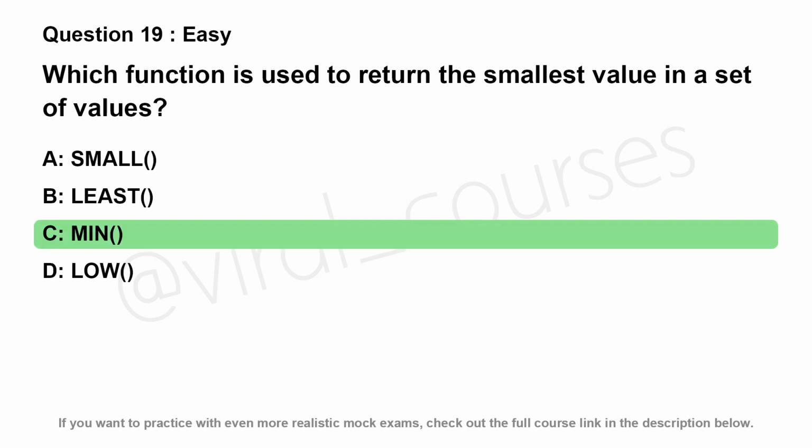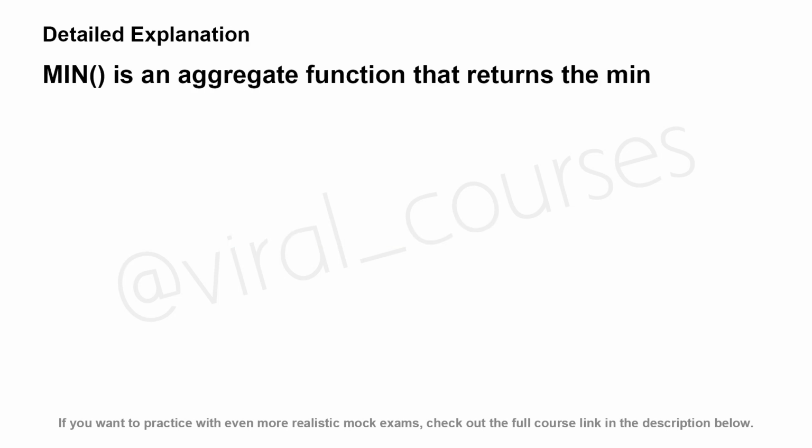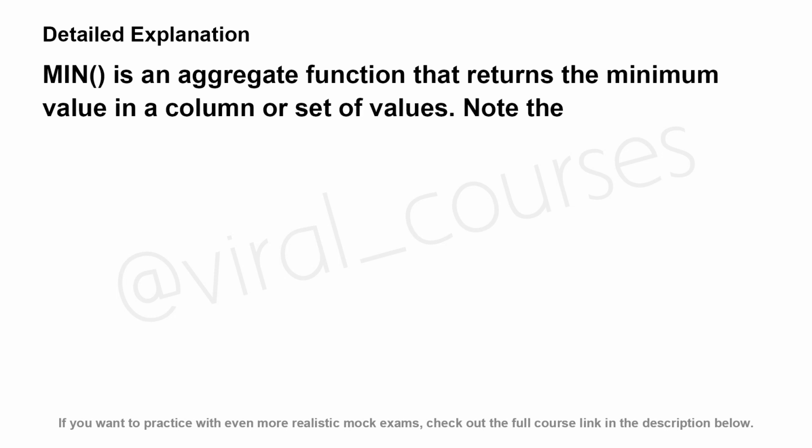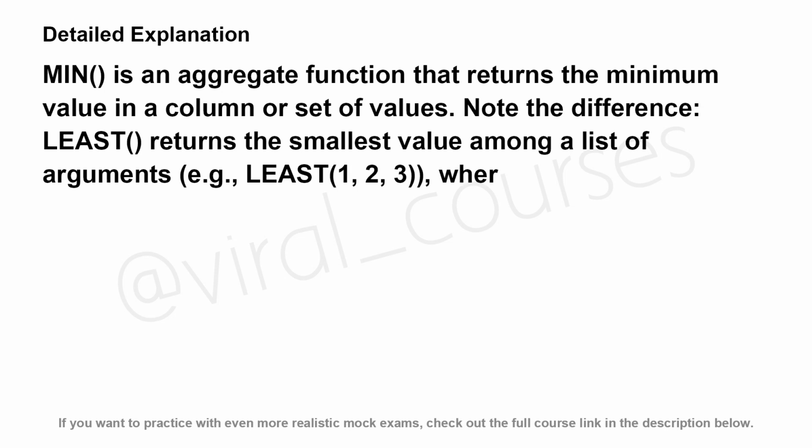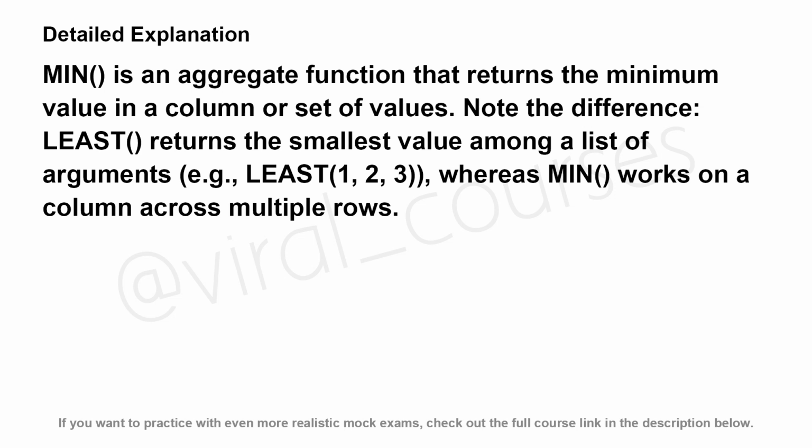The correct answer is C. Min is an aggregate function that returns the minimum value in a column or set of values. Note the difference. Least returns the smallest value among a list of arguments, e.g., least 1, 2, 3, whereas min works on a column across multiple rows.